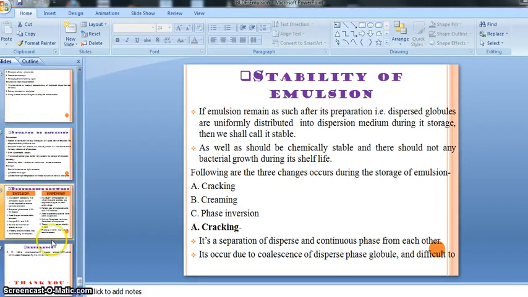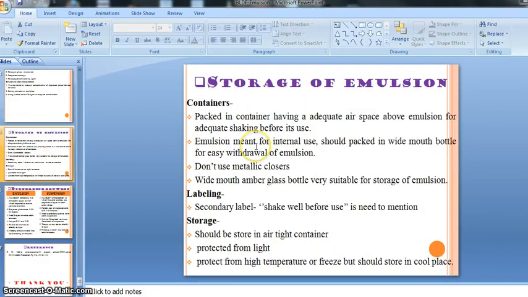So afterward, our topic is the storage of our emulsion, meaning where we have to pack our preparation, what should be its labeling condition, and what should be its storage condition, right? So we should know this very carefully, or thoroughly.